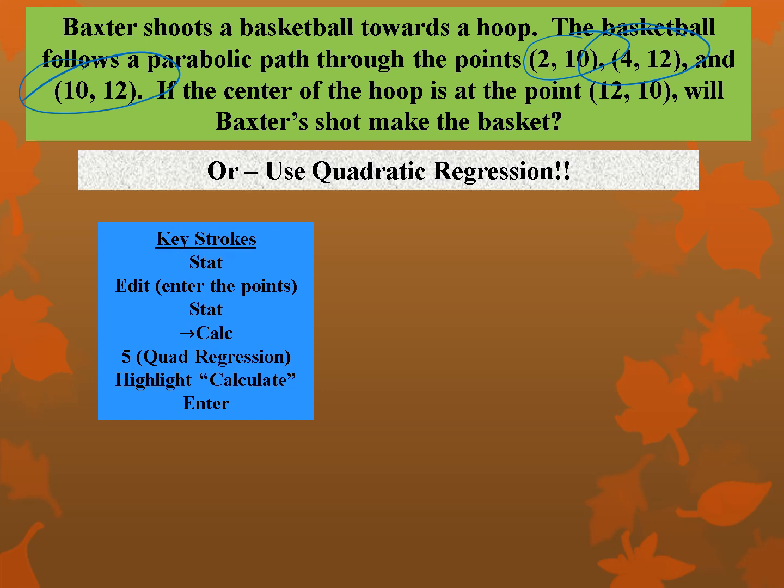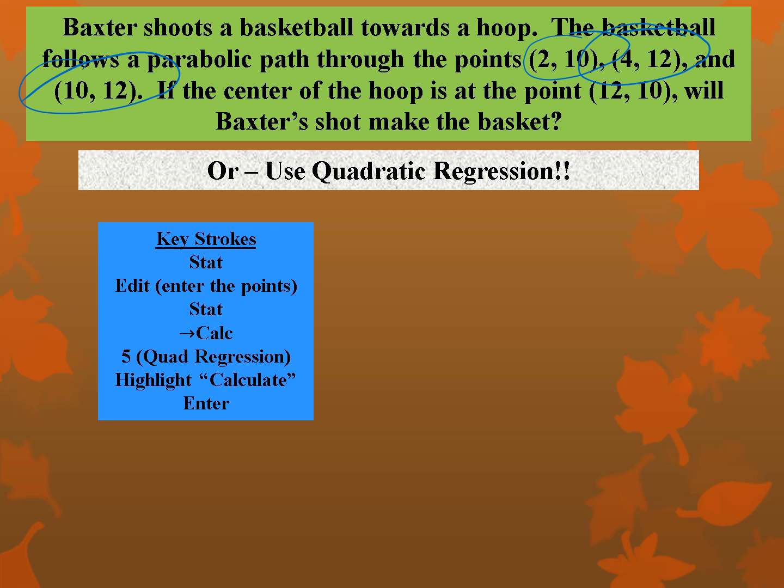Then we go back to stat and arrow to the right to calculate. Then we choose option 5 because we're doing quadratic regression. Pick option 5, then arrow down to calculate and hit enter, and it will give you the quadratic equation, which will be the same as the matrix equation we came up with.